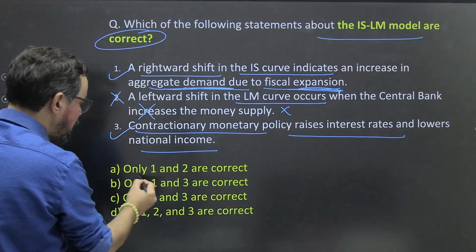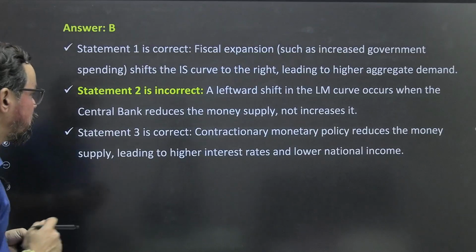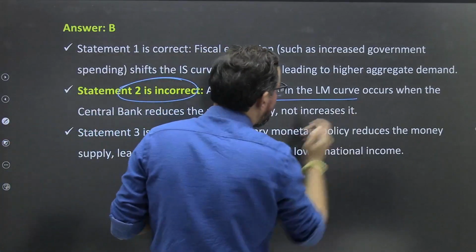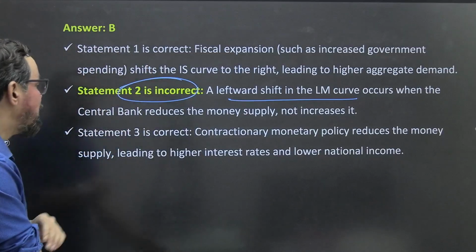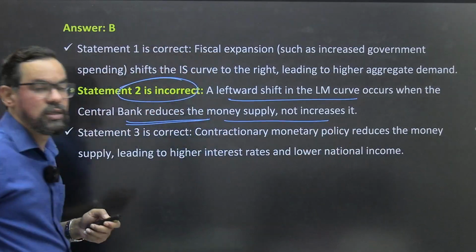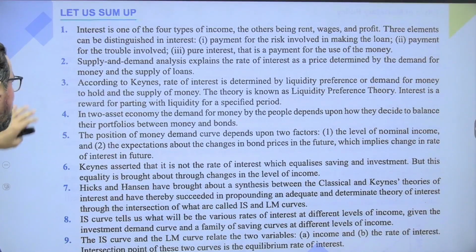So 1 and 2, 1 and 3, option B should be the right answer for this one. So statement 2 is incorrect. A leftward shift in the LM curve occurs when the central bank reduces, not increases, the money supply. So this is the right one, right? Next one. Okay, this is it. So this is our basic summary.